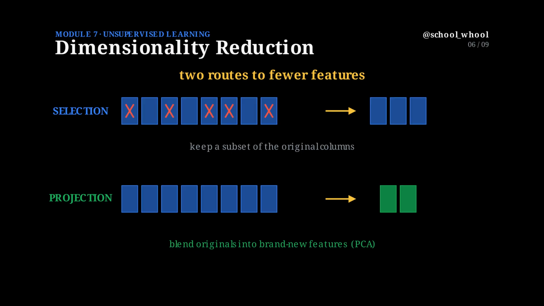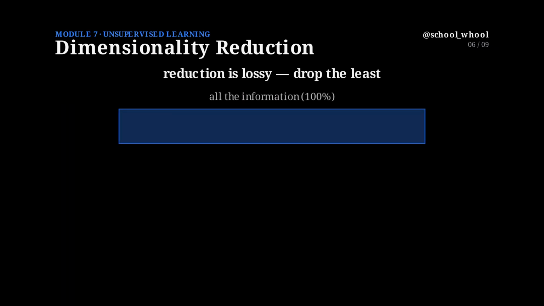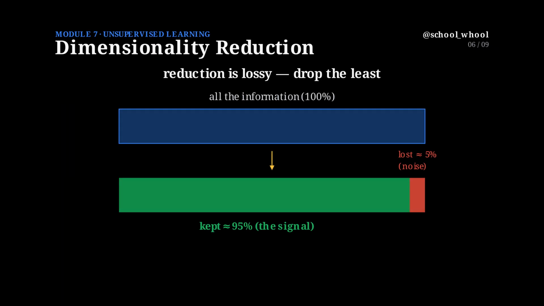Be honest about one thing. Reduction is lossy. Squeezing many features into a few must discard something. The whole art is to discard the least important part, keeping, say, 95% of the meaningful variation while shedding only a thin sliver of noise.